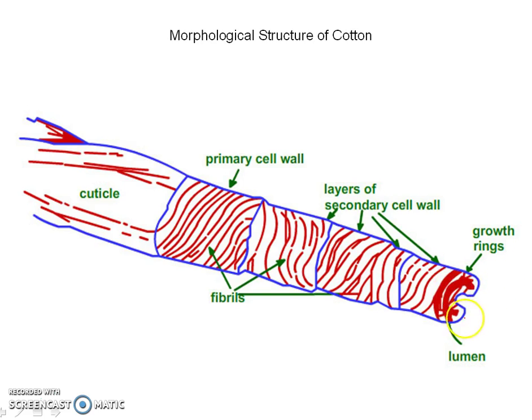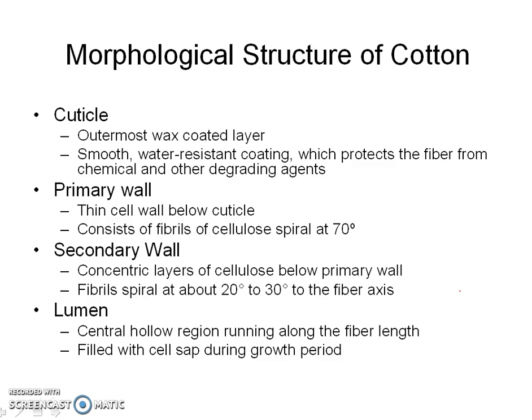The centralmost region of the cotton fiber is the lumen. Larger is the lumen, less is the cell wall thickness. Initially, the lumen is filled with cell sap during the growth period. After the ball opens, the sap dries up and the fiber shrinks and collapses to give the convolutions.